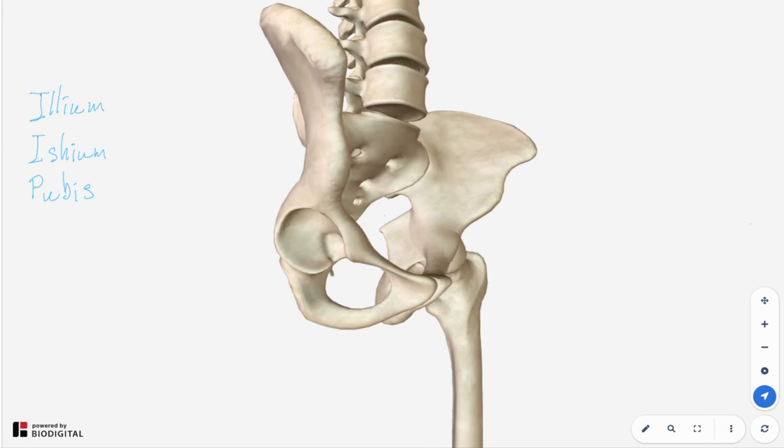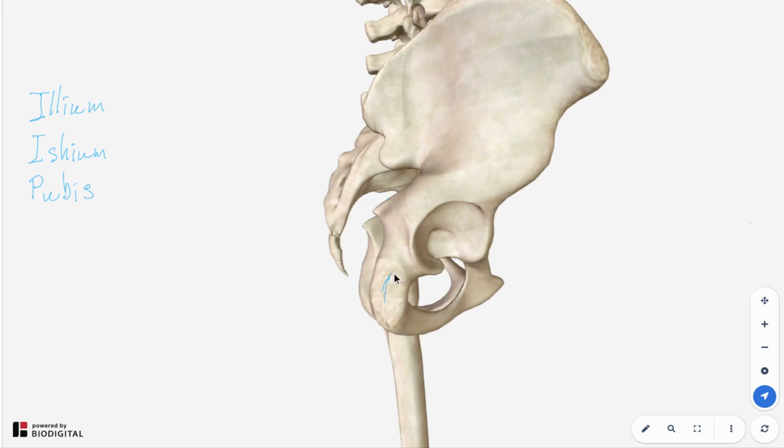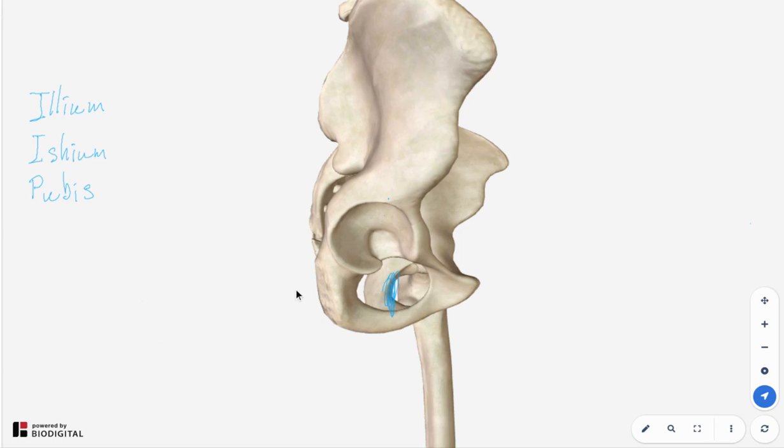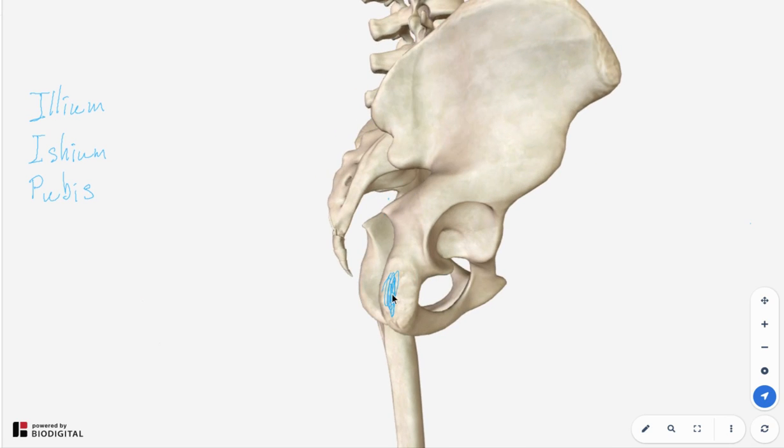And then the ischial tuberosity is this lump of bone back here, this lumpy section. We've seen some other tuberosities in the past that are basically just lumps of bone that usually serve as attachment points for muscle. And this is the ischial tuberosity. And these are what we also call our sit bones.